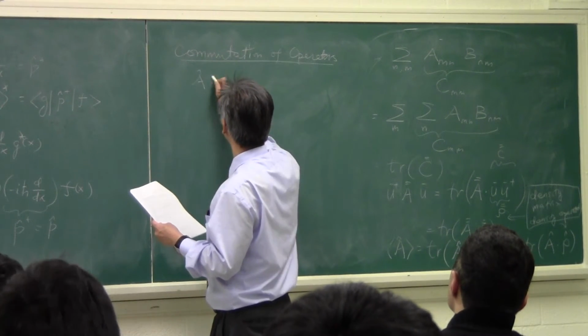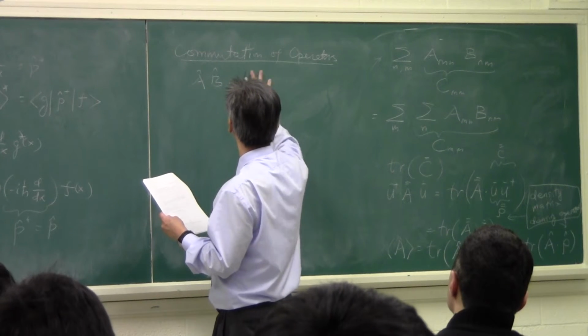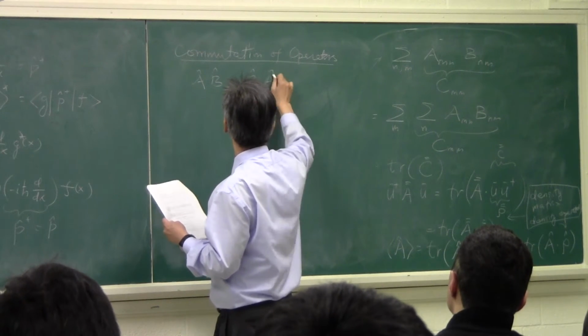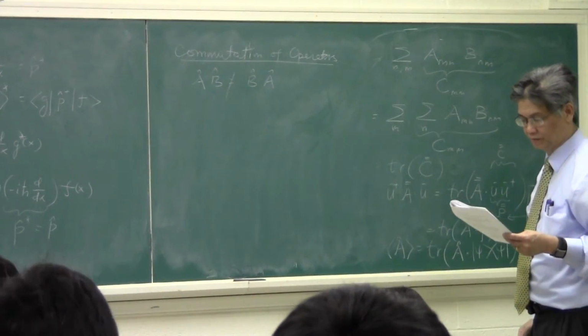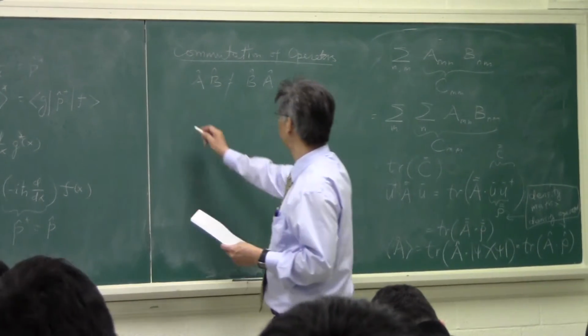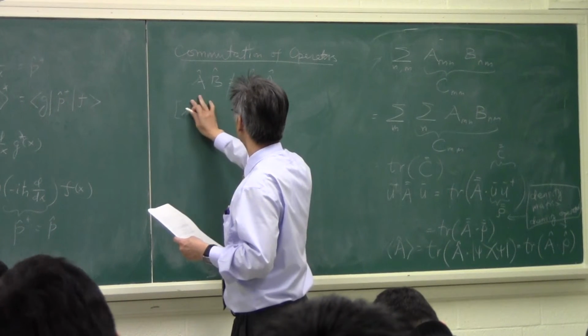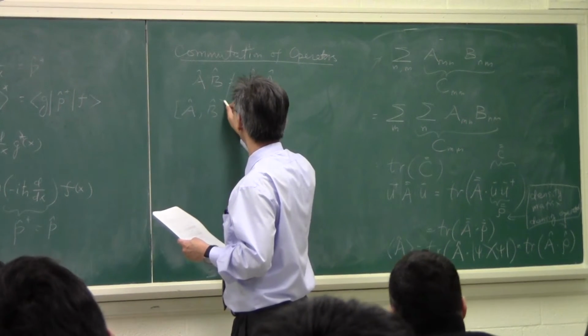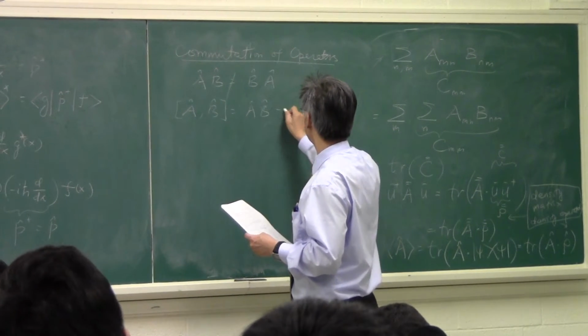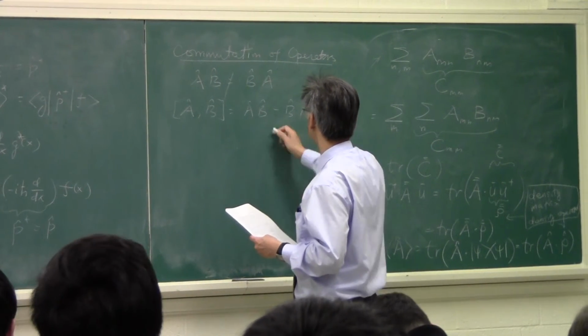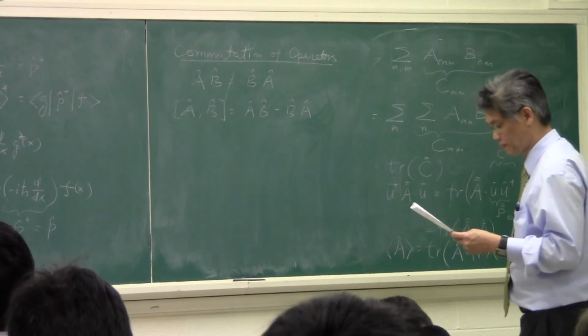So in general, like matrix algebra, this is not true in operator algebra. And the commutator [A, B] is defined to be AB minus BA. Okay, this is called the commutator.